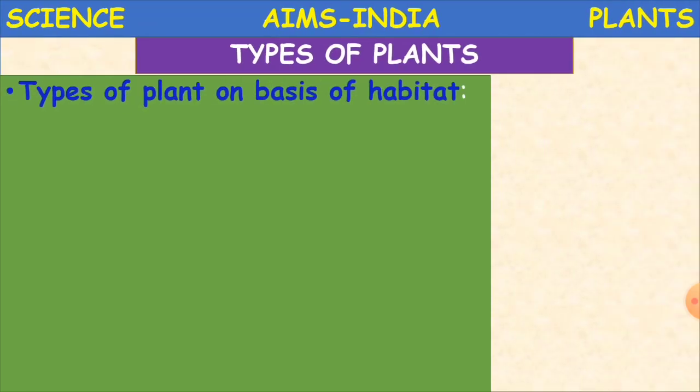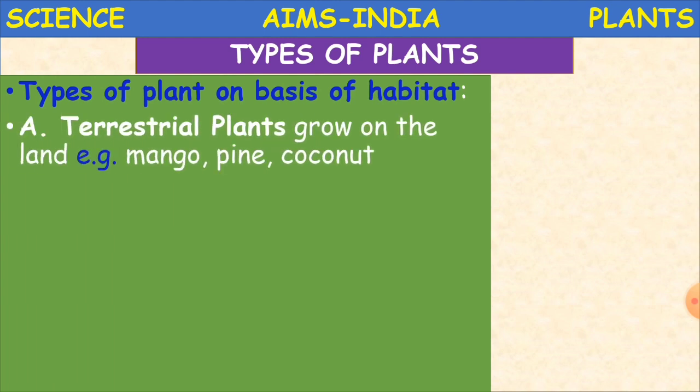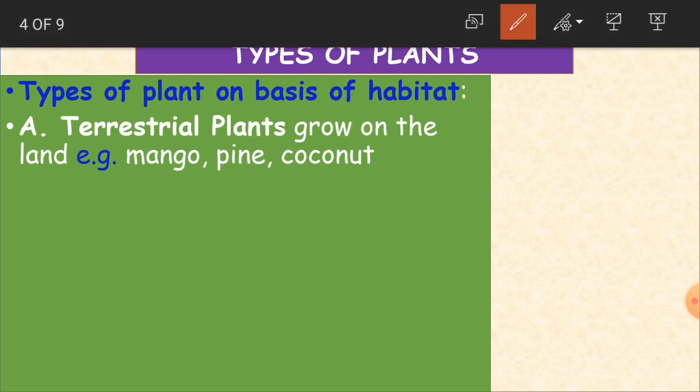Clear, children? Now we'll see about the types of plants. So as we learned, we are having so many types of plants, and how are these types divided? The types of plants are divided according to their habitat, on the basis of their habitat. And what is the habitat, children? It is the natural home of a plant or an animal, we can call it. So where it lives, according to its convenience, according to that, the plants are divided into different types.